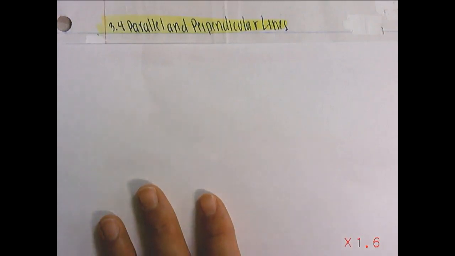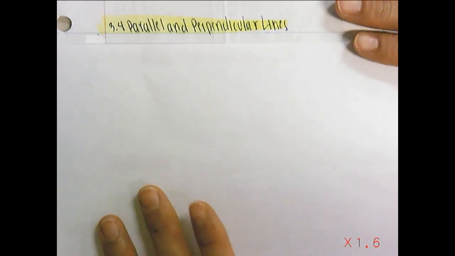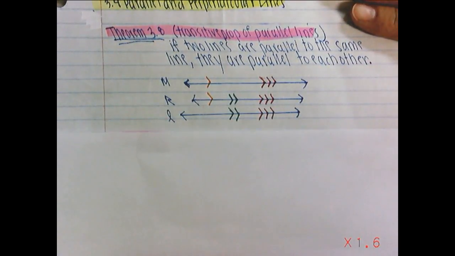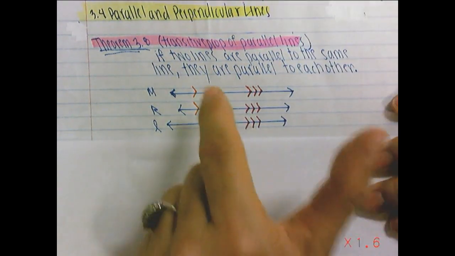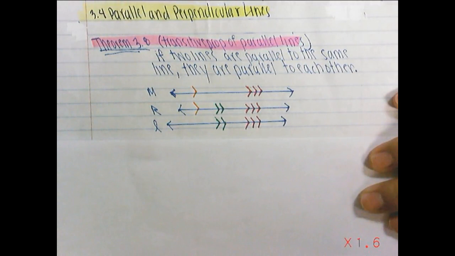Okay guys, 3.4, kind of a short and sweet one, parallel and perpendicular lines. We're going to go over Theorem 3.8, the transitive property of parallel lines. If two lines are parallel to the same line, then they are parallel to each other.